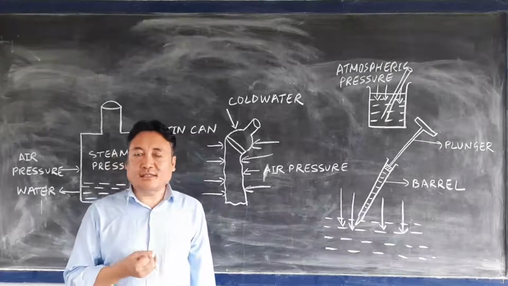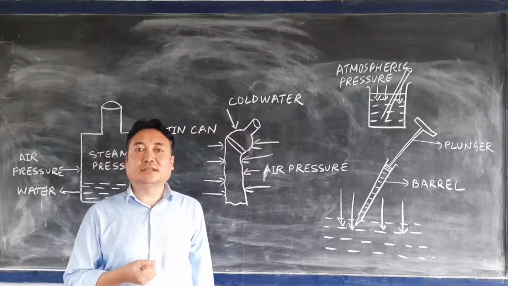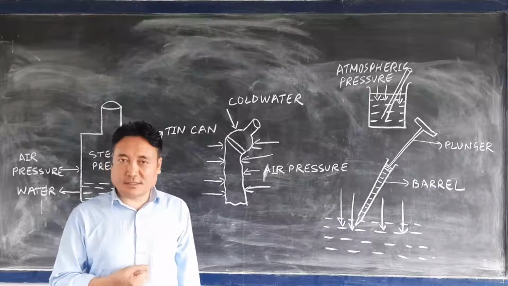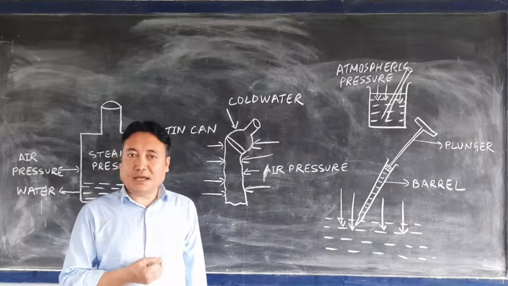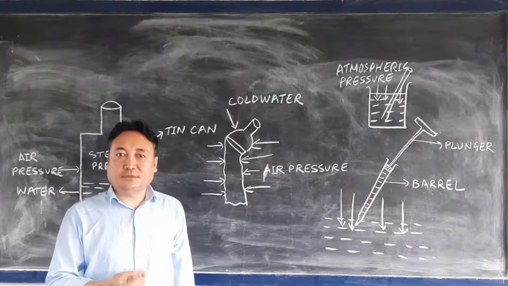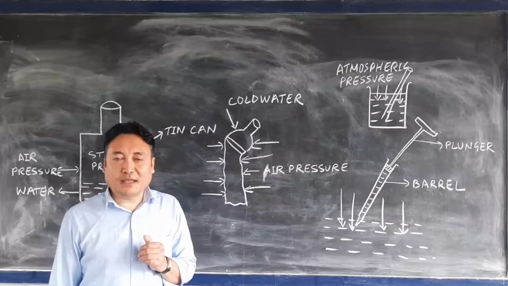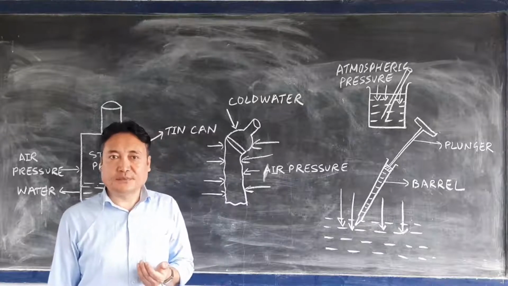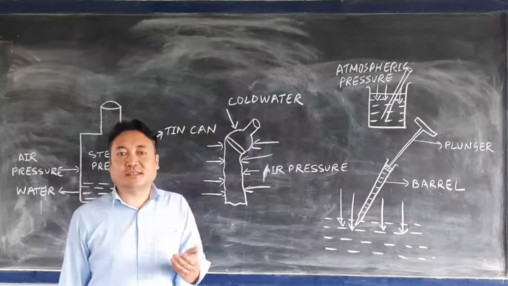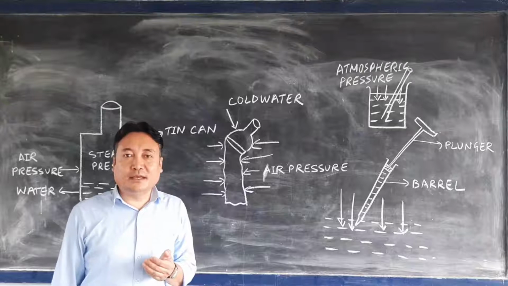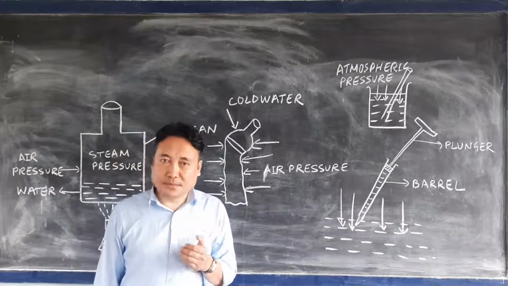So this air has a weight, and this weight exerts a force on the Earth's surface. Air exerts a force or a thrust on the Earth's surface, and this thrust exerted by the air on the Earth's surface we call atmospheric pressure. Since pressure equals force divided by area, and force we also call thrust, atmospheric pressure is defined as the thrust exerted by the air per unit area of the Earth's surface.